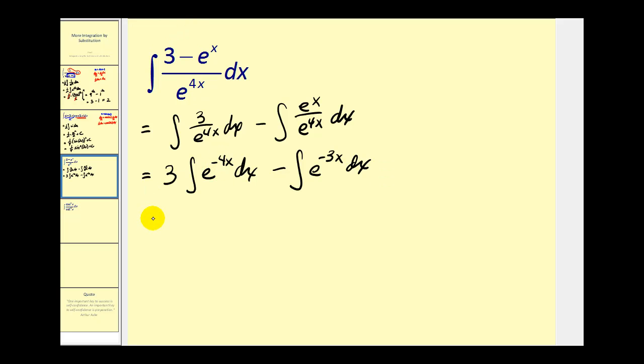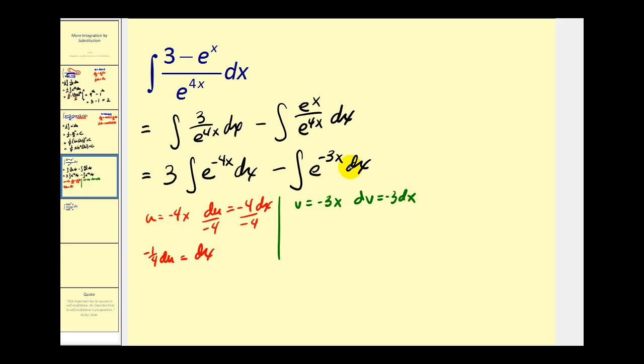Here if we let u equal negative 4x, then du would equal negative 4 dx. Now we don't have a negative 4 dx, so let's go ahead and divide by negative 4. So that tells us that negative 1/4 du equals dx. Now for the second integral, let's go ahead and use v instead of u to avoid any confusion. Let's let v equal negative 3x. Then dv will equal negative 3 dx. And again, we just have dx, so let's go ahead and divide by negative 3. So we have negative 1/3 dv equals dx.